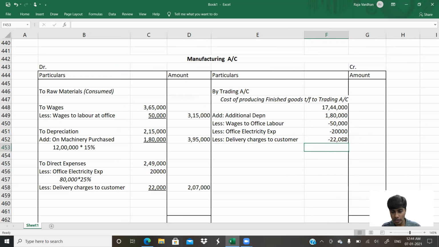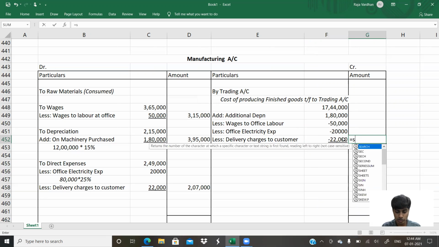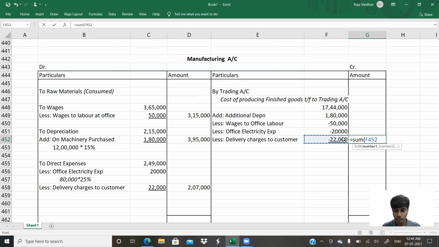So ultimately, the corrected figure would be how much? I've got this now. I've got the trading account figure. So what is the balance transfer to trading account? 18,32,000. So what all do you have in manufacturing account? We have raw material consumed, which is not yet found. That has to be found. So that's one thing that's missing.